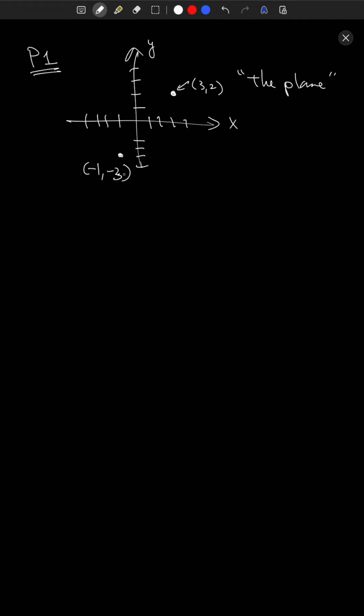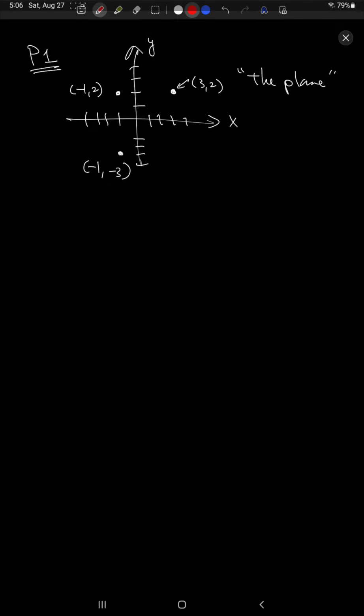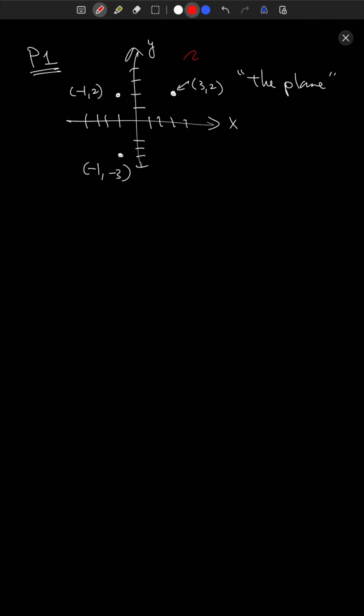3 steps down, so -3. Okay, and for example, this point right here would be (-1, 2). So again, just some preliminary notational business.